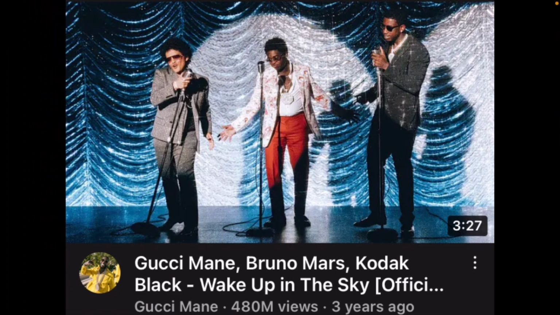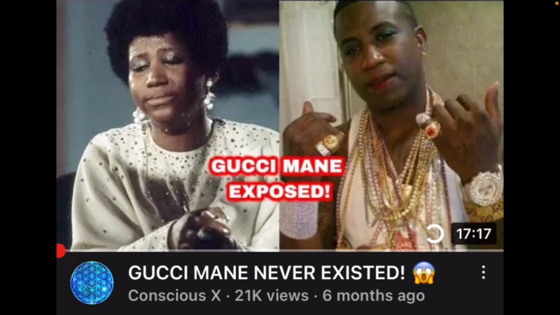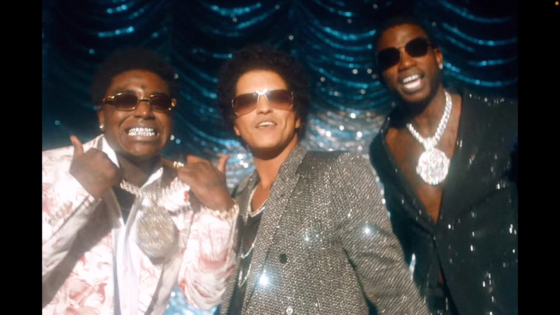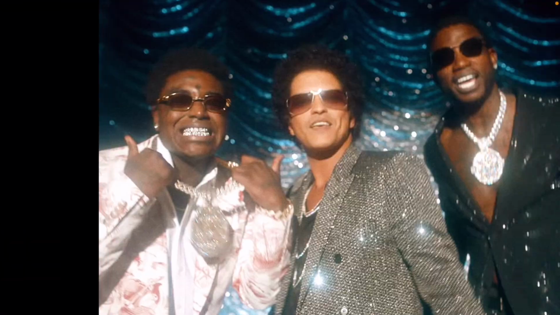And also some more mockery with this is the fact that this song is called Wake Up in the Sky, and all three of their base characters are dead. Michael Jackson's character is dead, Aretha Franklin's character is dead, and James Brown's character is dead. So that's why that song is called Wake Up in the Sky, because usually the sky is a reference to death. So all of this is mockery, man.